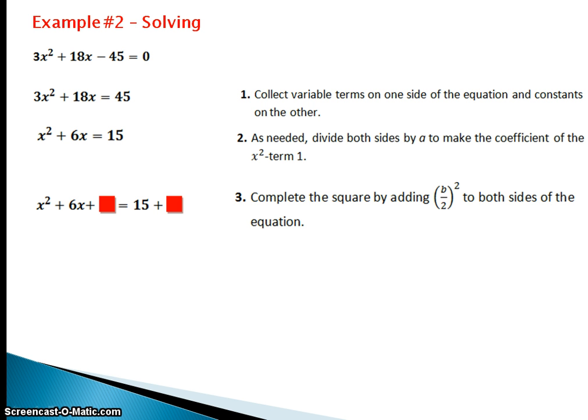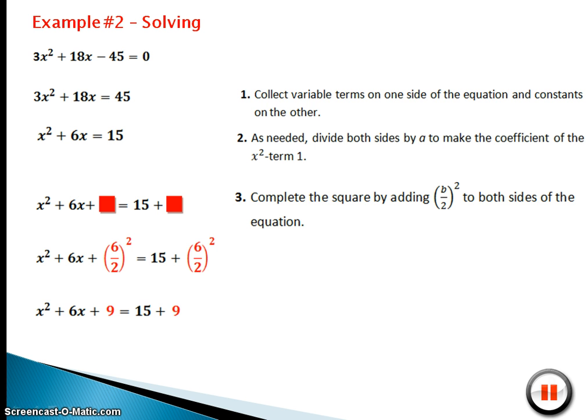Next, I'm going to complete the square by dividing 6 by 2, squaring it, and adding it to both sides of the equation, and then simplifying that. So let me go back. So now on the left side of my equation, x squared plus 6x plus 9, I'm confident that's a perfect square because I went through the process of completing the square. And I'm going to need to simplify 15 plus 9 by adding them together. So pause now and write down this much of the example in your notes.